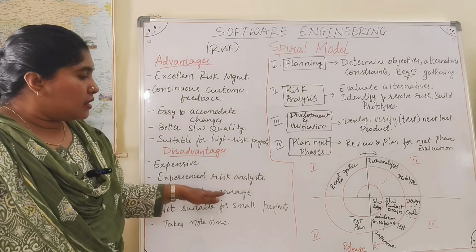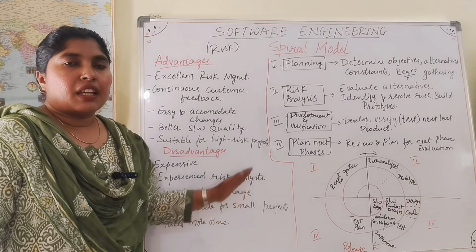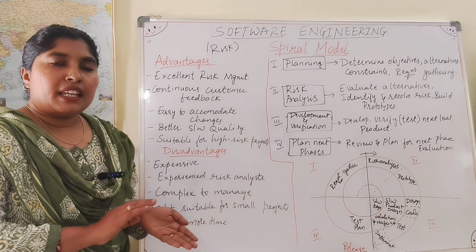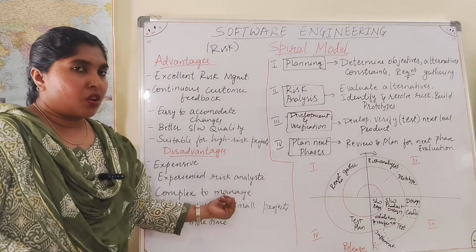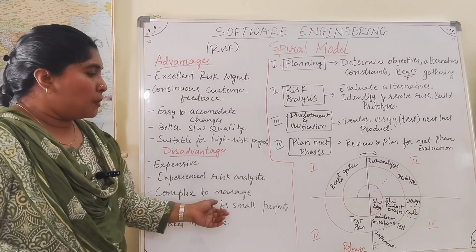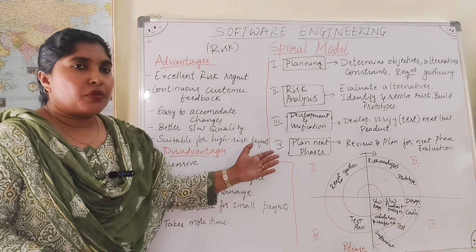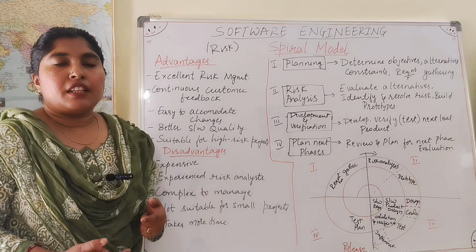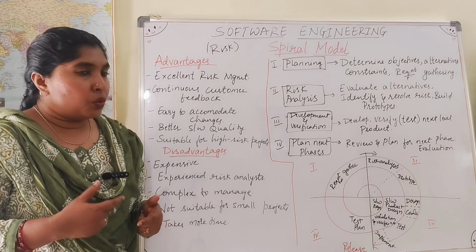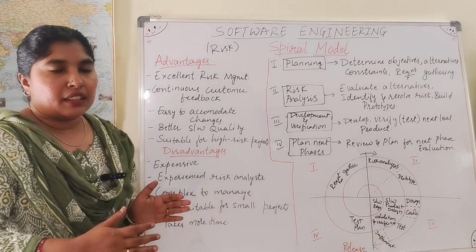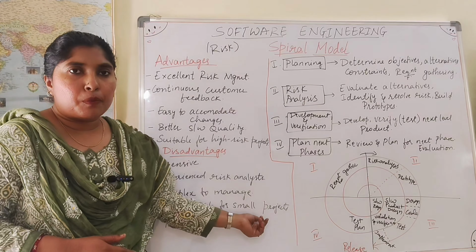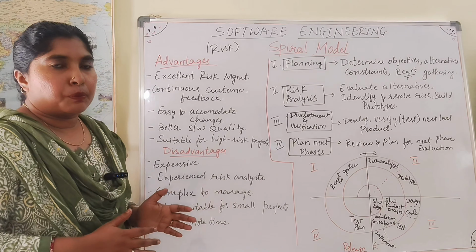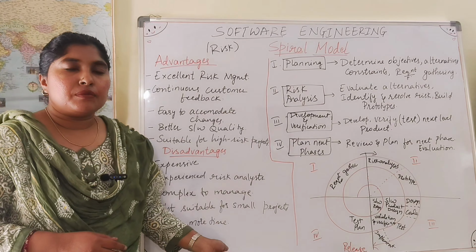So all those things, as every cycle will be having those set of activities for each goal, it will become complex to manage. Next, not suitable for small projects. As I said, the set of activities is larger, and repeated fine tuning has to be done in order to improve the quality through iteration by iteration, that is cycle by cycle. So it is not suitable for small projects, and the efforts, time, and budget will be more as expected, and it takes more time.